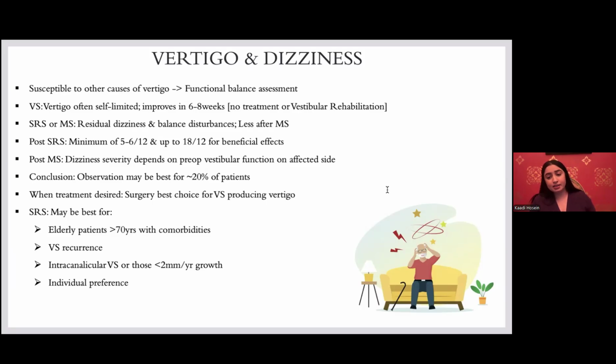However, if it is intact, then the patient may be very dizzy and nauseated, especially within the first 24 hours postoperatively. With that being said, observation or wait and scan may be the best choice for 20% of these patients. And when treatment is desired, surgery is the best choice for most vestibular schwannomas producing vertigo. SRS may be the right choice for some, as in those in the elderly, more than 70 years, and the other indications shown here.